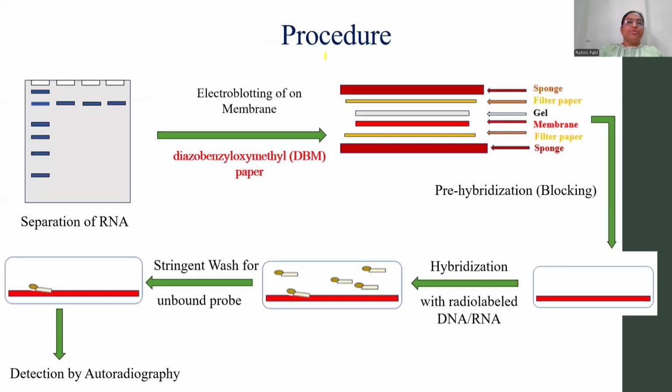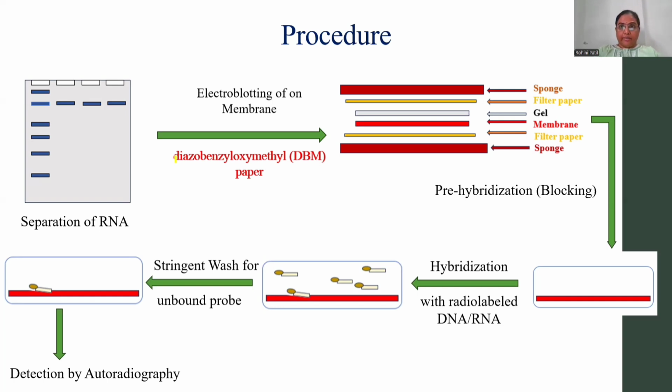Now, looking at the procedure, first you have to separate the RNA, and here the gels may be denaturing gels because you have to resolve the secondary structures. Then you go for electroblotting, and the membrane used is DBM paper, which is derived from Whatman filter paper. Nowadays, nylon membranes are available, which allow the binding of the RNA.